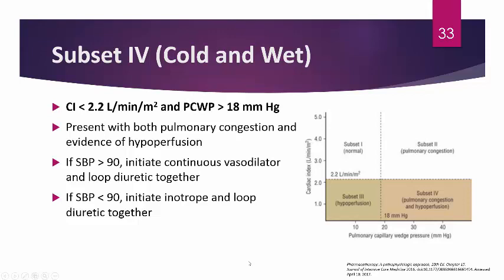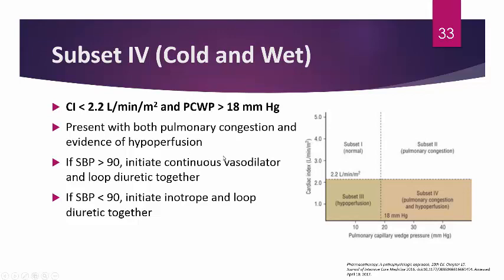Now, in terms of patients who fall into subset 4, which is essentially the worst subset for outcomes, these patients are cold and wet. They have a low cardiac index of less than 2.2 and a pulmonary capillary wedge pressure greater than 18. They present with both pulmonary congestion and evidence of hypoperfusion.